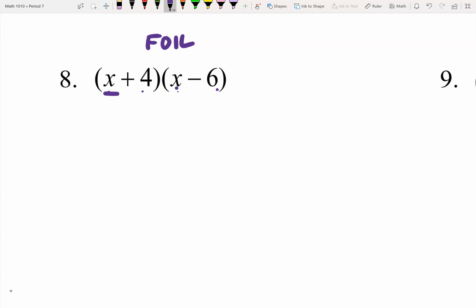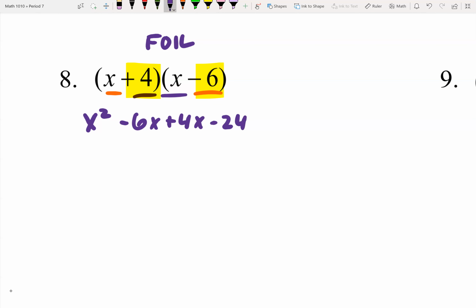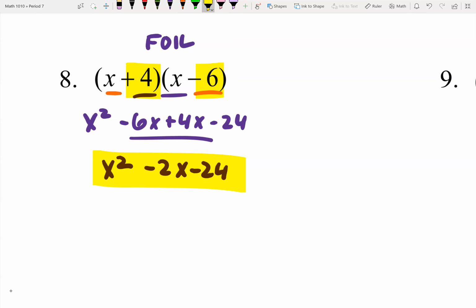Okay, so F is x times x, which is x squared. And then outside is x times negative 6. Well, that's a negative 6x. And then inside is 4 times x, that's 4x, and then last is 4 times negative 6, which is a negative 24. Now, I will always add those in my head, and I would love you to get to the point where you can add those in your head so you can move a little quicker. So it's x to the second, a negative 6x and a plus 4x gives me a negative 2x, minus 24. That's my answer, and I'm done.